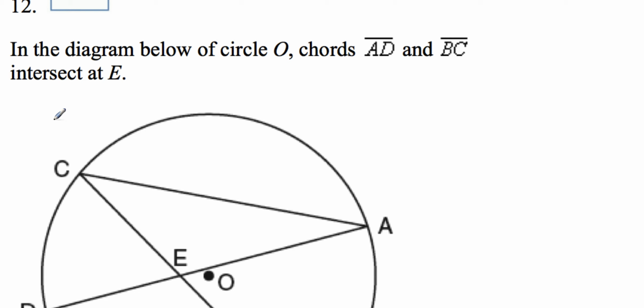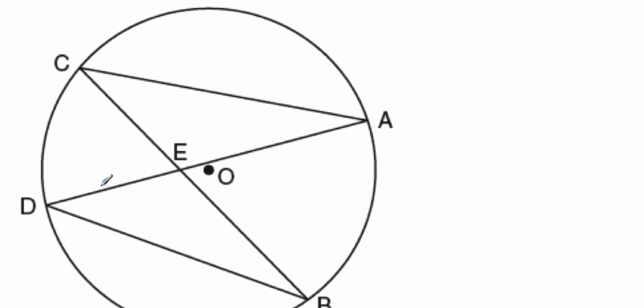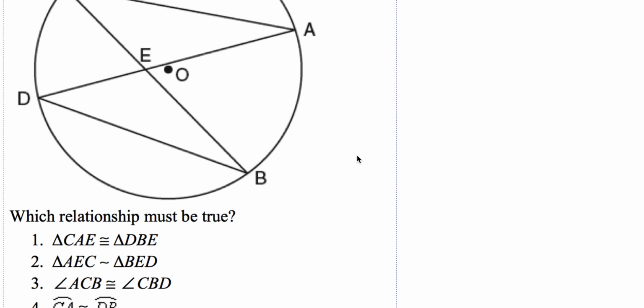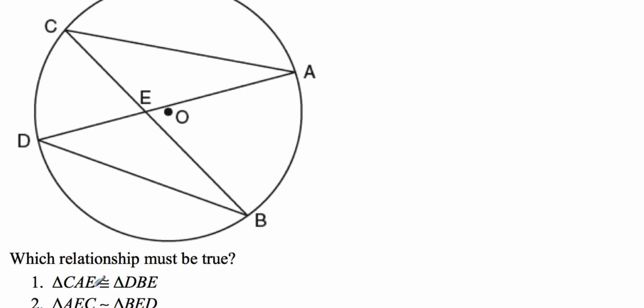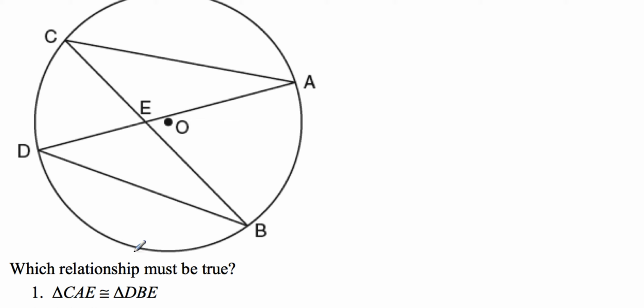Number 12 here. So which relationship must be true? Let me make the picture a little bit smaller so that we can see better. So first, we see triangle CAE and then DBC. Are they congruent? In order for them to be congruent, we need any congruent side, but we have no idea. One thing I can tell you in this kind of picture is that angle C must be equal to one of the other angles.